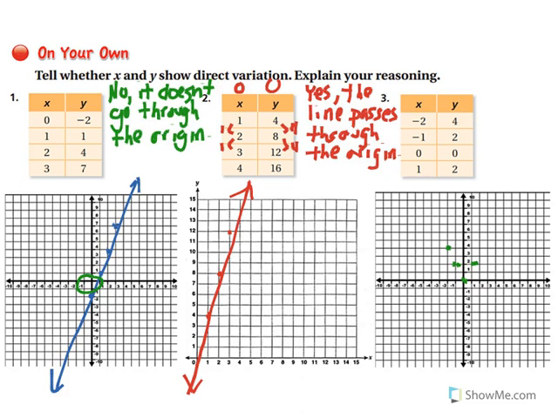And as you can tell with this, we don't have a line. I mean, it's starting to head down this way, but then it starts to go back up this way. This is not a line. So it would be no, the graph is not a line.